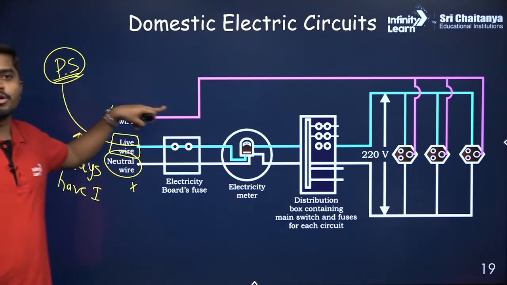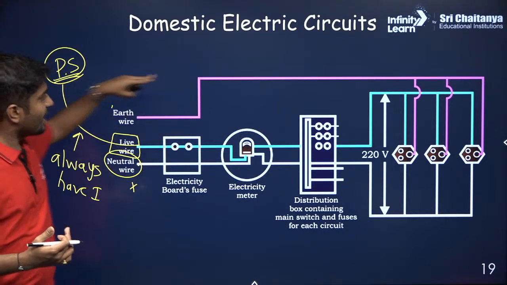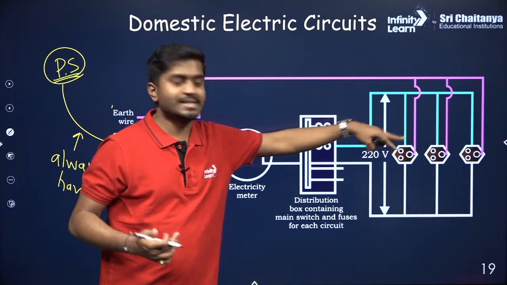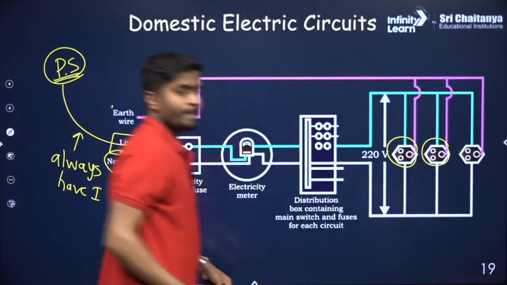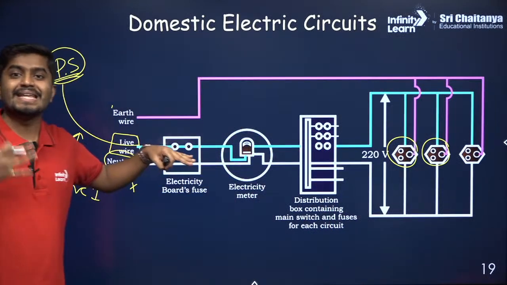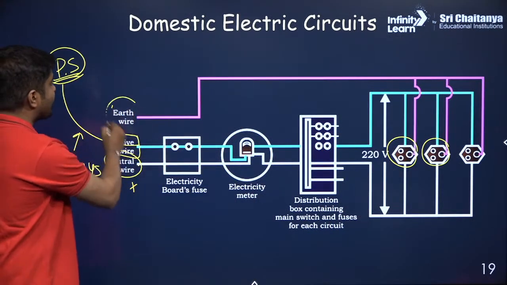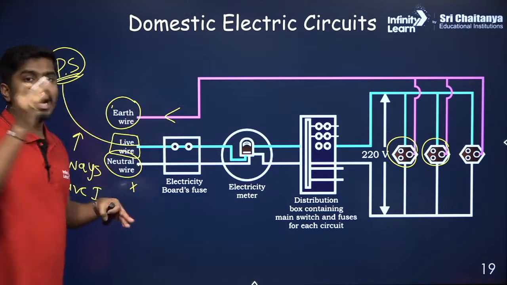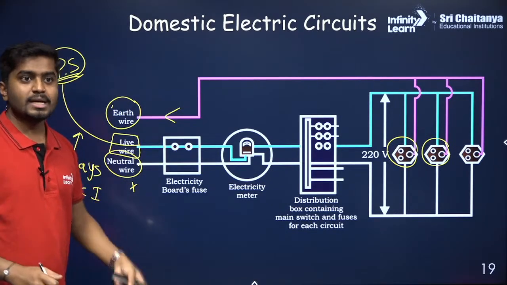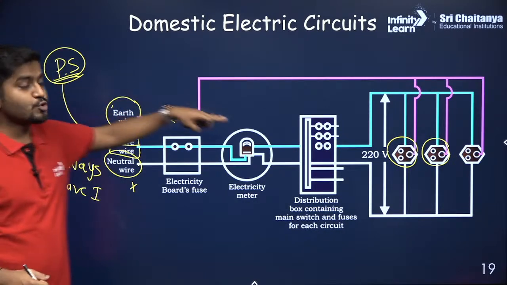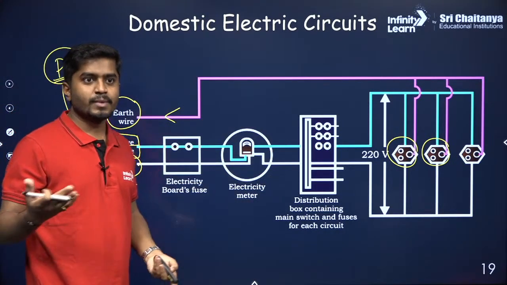I'll explain you what is a earth wire. So this earth wire is connected to every device. Whenever you have 3-pin plug, there is an earth wire. Okay. So if there is a leakage current, then the leakage current will flow through the earth wire and it will go to the ground or to the earth. Okay. So this earth wire is used to protect the device.